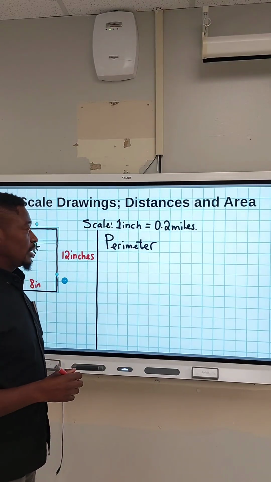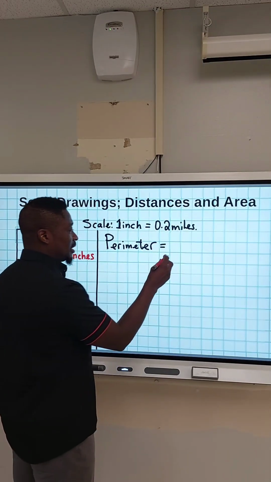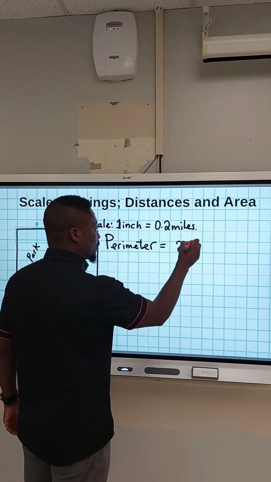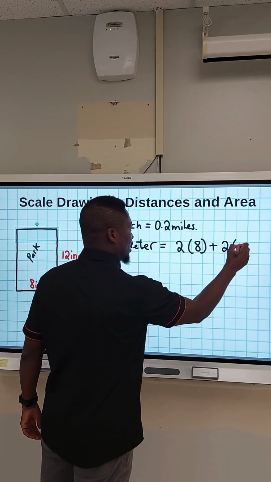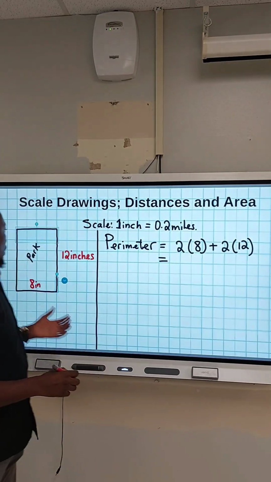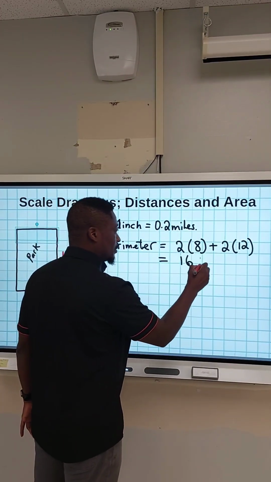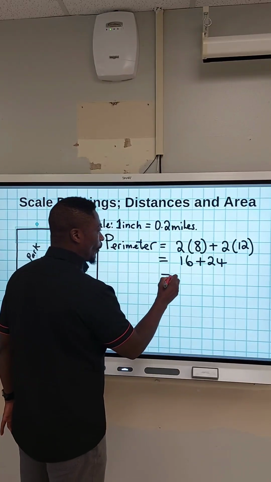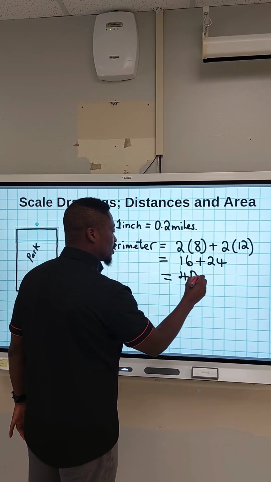Let us calculate the perimeter in inches. The perimeter of the park in inches will be 2 times the 8 inches plus another 2 times the 12 inches. Now let's simplify this. This will be 16 plus 24, and the perimeter of that park is 40 inches.